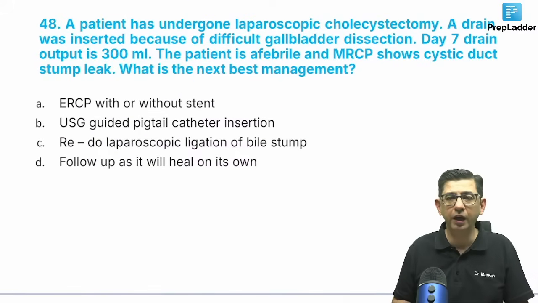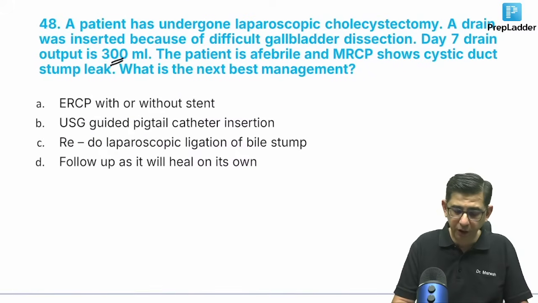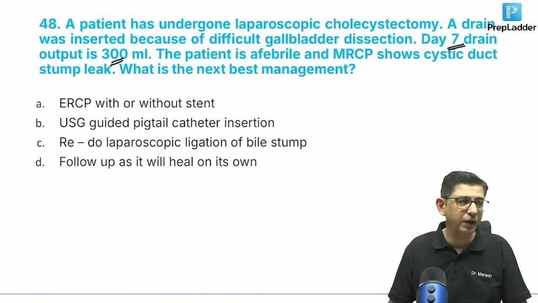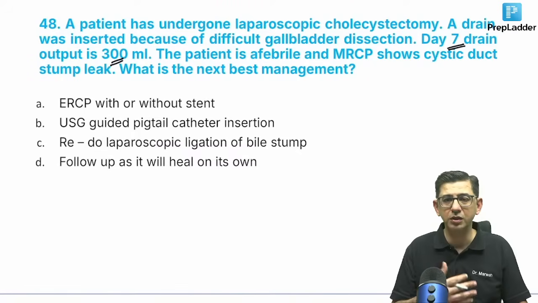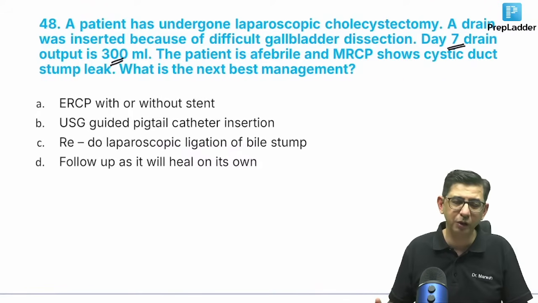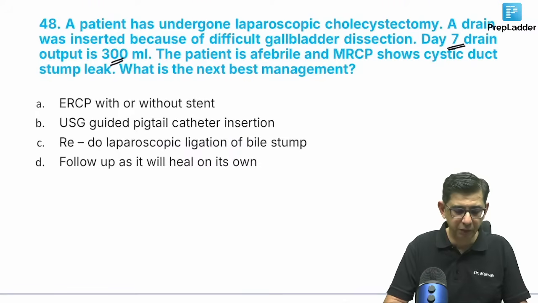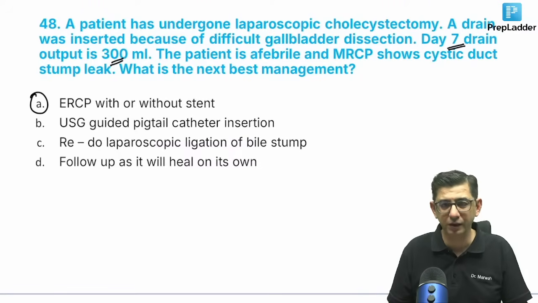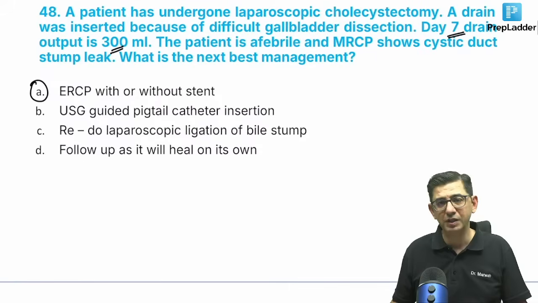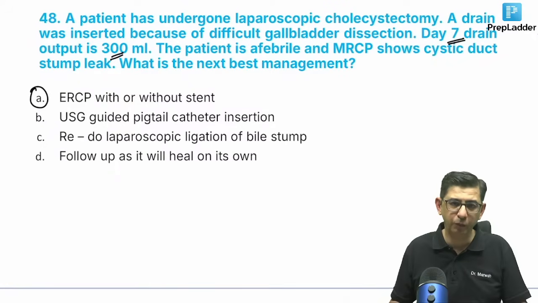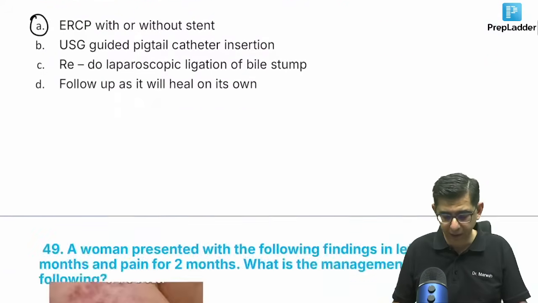Then a patient underwent a lap chole, and then there's a lot of drain output, 300 ml at I think day 7 or day 5, whatever. And then there's a cystic stump leak as well. Normally INI-CET also had questions on CBD related injuries, and this time he asked, what will you do? Most of the time it's going to be inflammation in the cystic duct because of the handling. So we need to go for an ERCP with or without a stent, depending on if there's edema present, then that can be relieved. Otherwise, sometimes a stone can be passed down into the CBD as well. So a stone migrating down during the process of surgery could also explain why there is a bile leak happening in a patient.